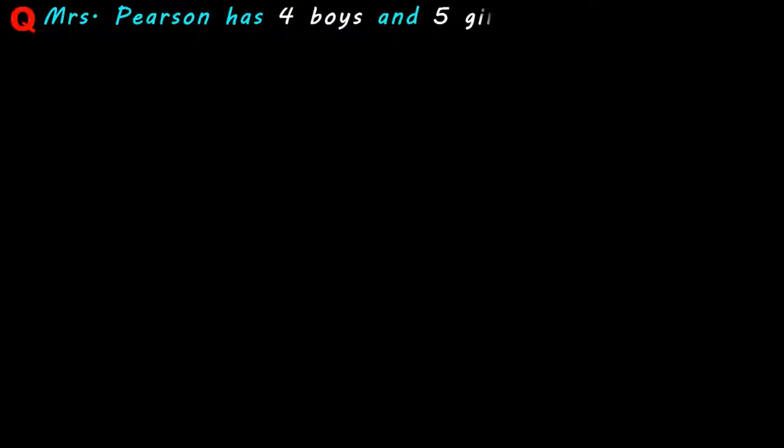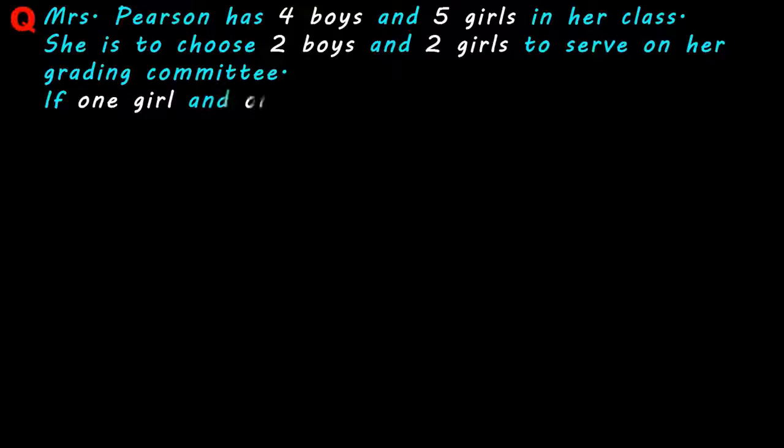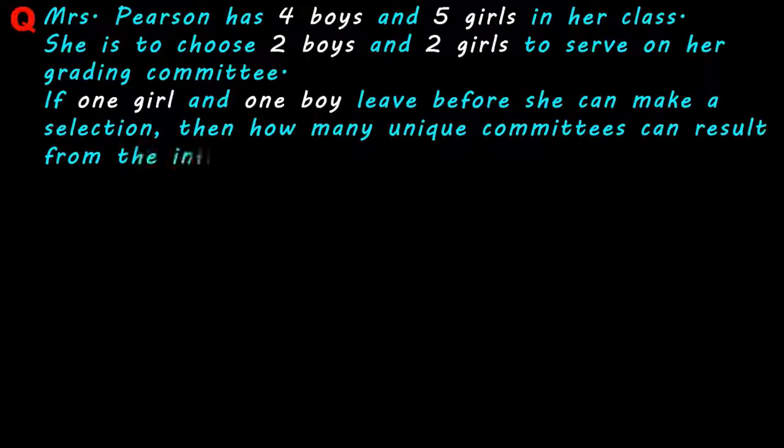Question: Mrs. Pearson has 4 boys and 5 girls in her class. She is to choose 2 boys and 2 girls to serve on her grading committee. If 1 girl and 1 boy leave before she can make a selection, then how many unique committees can result from the information above? The first step in this problem is recognizing whether we are dealing with combinations or permutations.